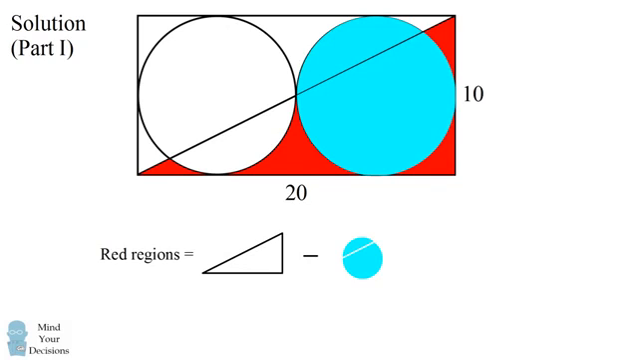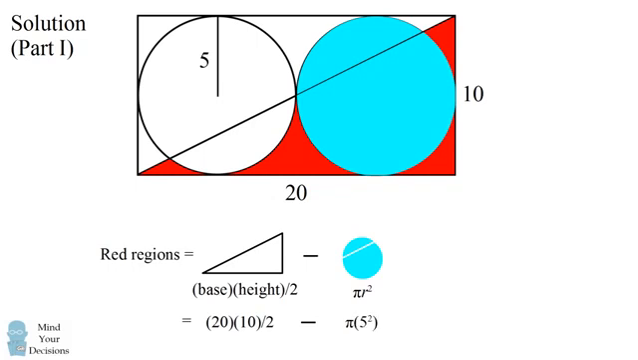The area of a right triangle is its base times its height divided by 2. The area of a circle is pi times r squared. The right triangle has a base of 20 and a height of 10. The circle has a radius which is equal to half the height of the rectangle, and its radius is equal to 5. So the circle has an area of pi times 5 squared. This means the area of the red regions is equal to 100 minus 25 pi, or approximately 21.46.